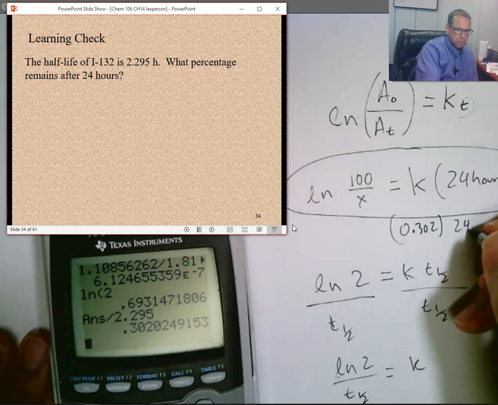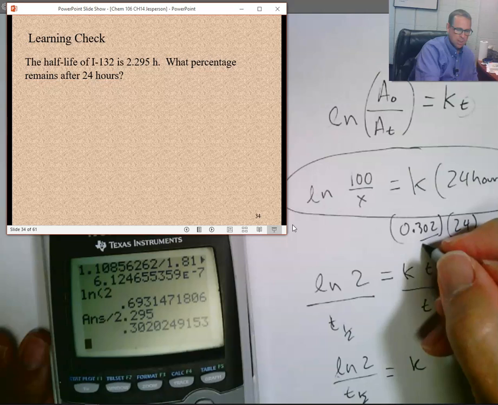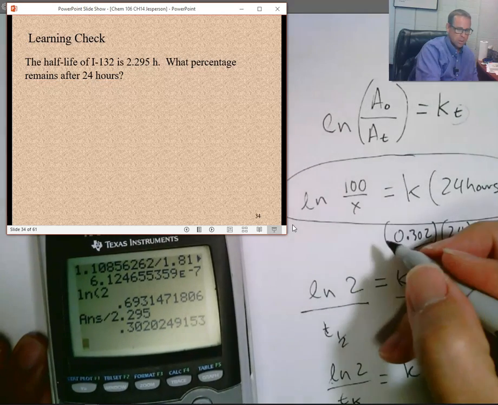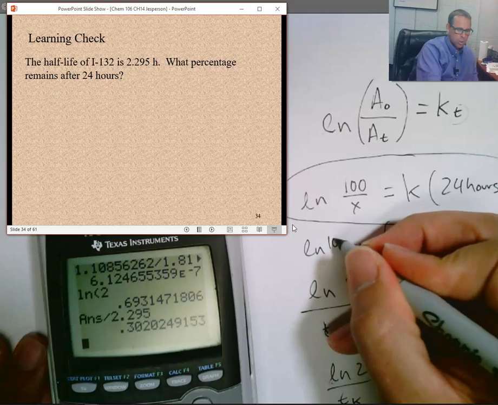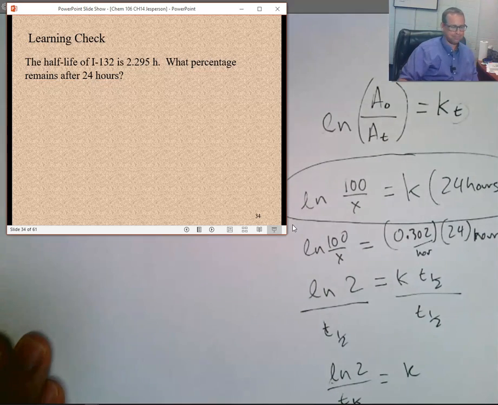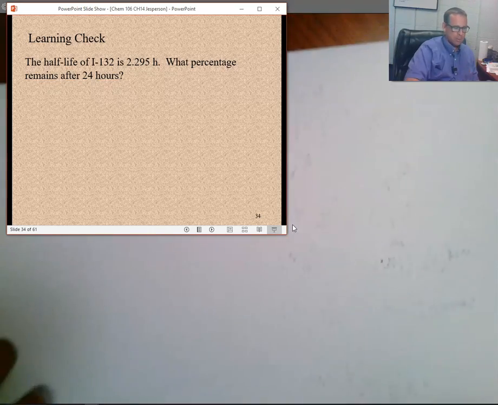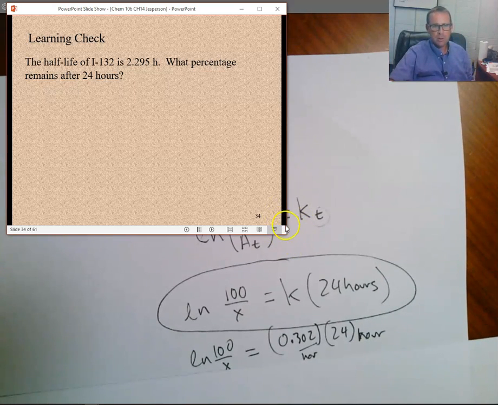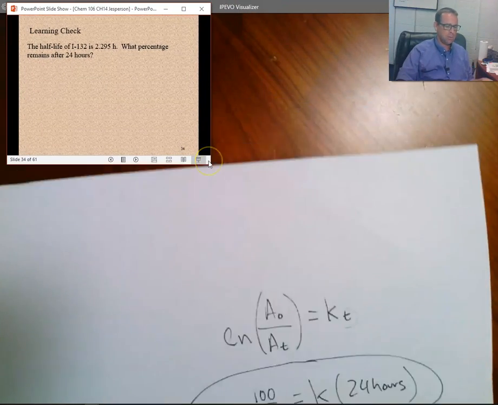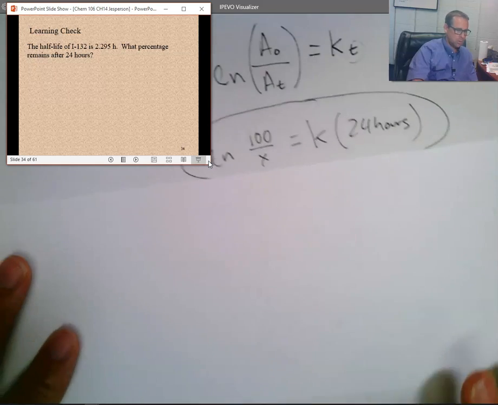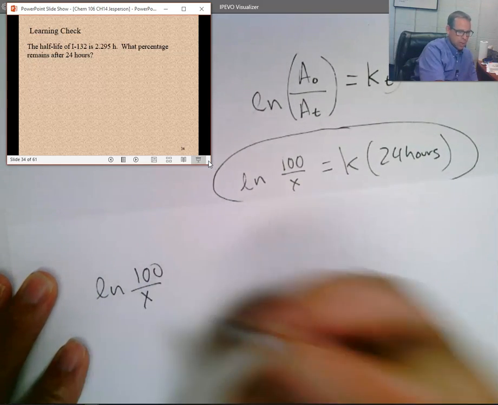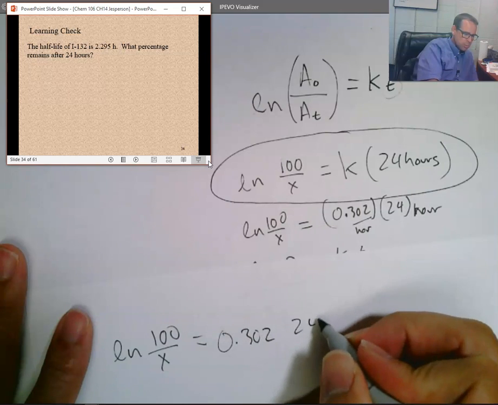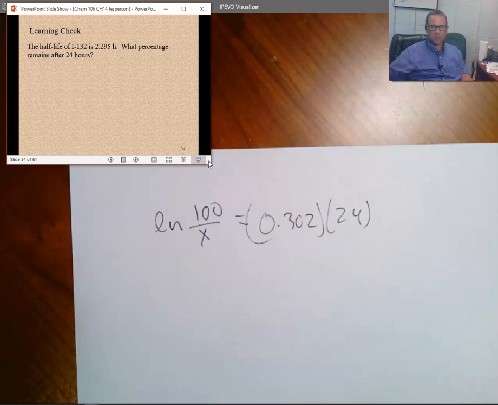So we use that up here, 0.302 times our 24. This is in per hours, right? It's 1 over time. This is in hours. And then that will equal the natural log of 100 over x. Okay, I'm going to rewrite that equation here on a fresh piece of paper to give us a little more space. We have a little bit of conversation about math here. Natural log of 100 over x equals 0.302 times 24. There's the equation I need to solve there.